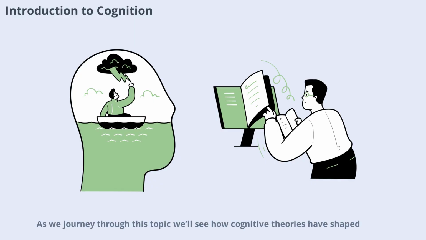As we journey through this topic, we'll see how cognitive theories have shaped modern education and our understanding of memory. Let's begin by exploring what cognition really means and why it matters for learning.